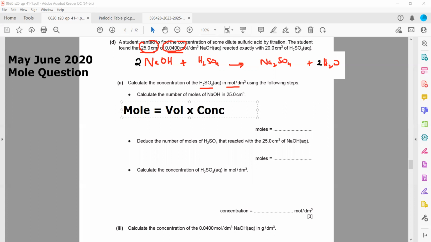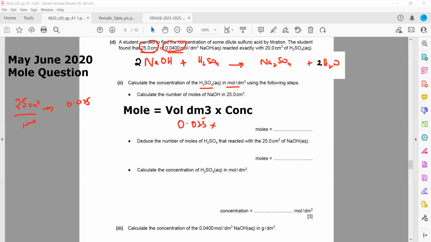But one more thing: whenever you are using a volume, it should always be in dm³. It can be concentration into volume or volume into concentration, it does not make a difference. So 25 cm³, I want to convert cm³ into dm³. What do we do? Divide by 1000. So it will be in dm³, which will be 0.025. So we have the volume 0.025 multiplied by the concentration.